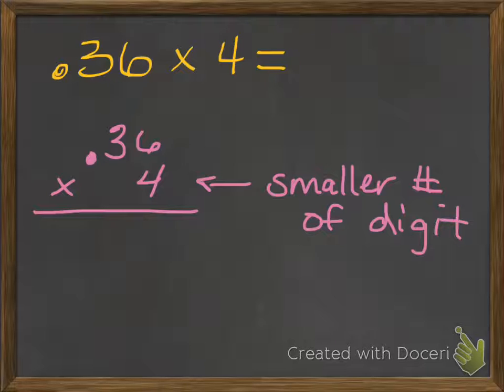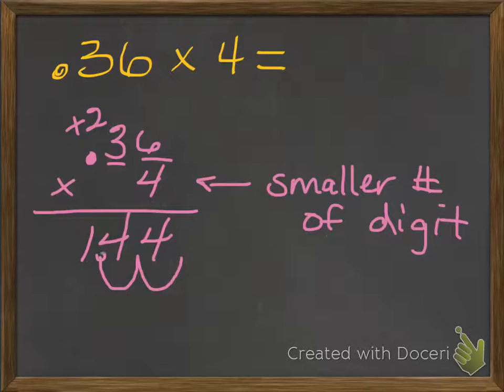So let's multiply. 4 times 6 is 24. I'm going to add on the 2 up there. 4 times 3 is 12, plus 2 more is 14. Now I'm not done. Now I have to count how many digits are behind the decimal point. There's 1, 2, and at the 4 there are no digits behind the decimal point, so there's 2 digits behind the decimal point. That means I move the decimal point 2 spaces over to the left and pop it on. So my answer is 1.44.